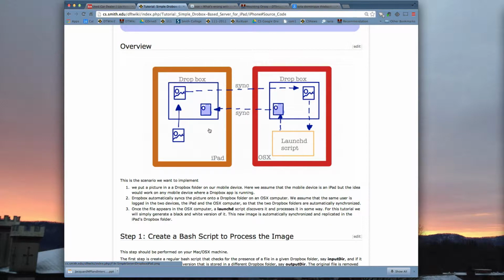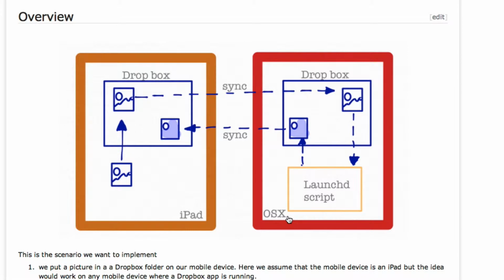However, you do have a computer, and in this case I'm going to assume that it's an OSX computer, a Mac, that can do the processing on the file. So I'm going to take as an example taking a picture with your iOS device, putting it into Dropbox. As soon as it gets into Dropbox in a specified directory, it's going to be synchronized on your Mac, and here you have to be logged in on your machine.